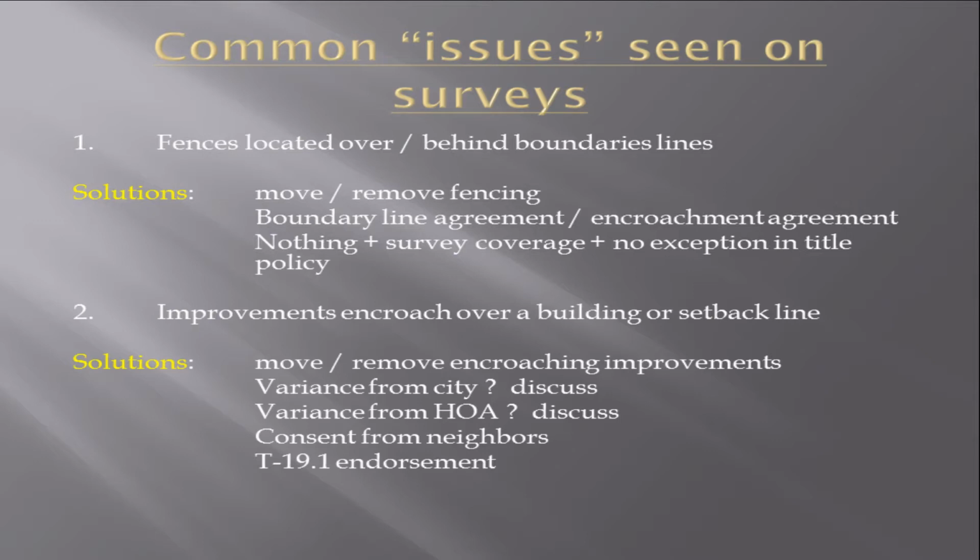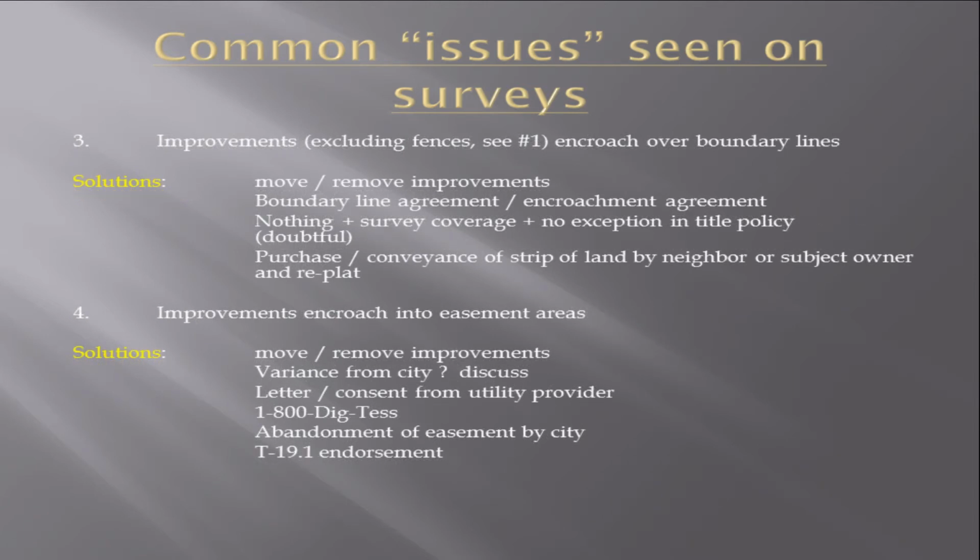The third most common thing is improvements, not fences. We talked about fences that encroach over the boundary lines. That's pretty big. A house or a garage that sits over a boundary line. Common solutions, again, move it. You see that all the time. Again, maybe the encroachment is minor and you do a boundary line agreement or an encroachment agreement with your neighbor.